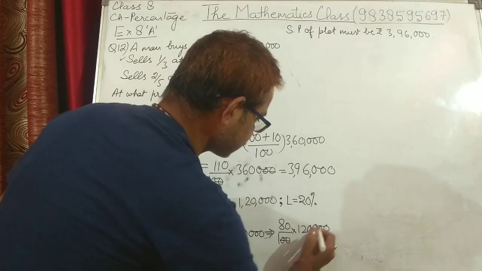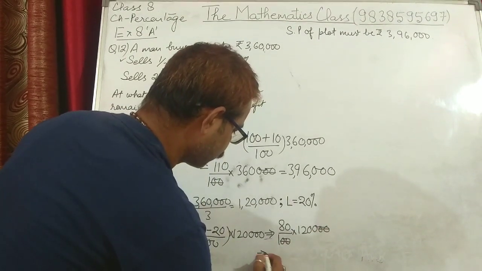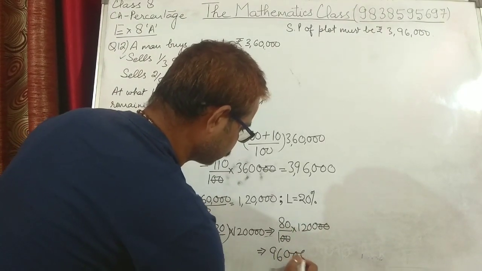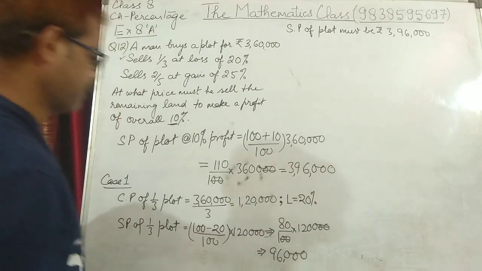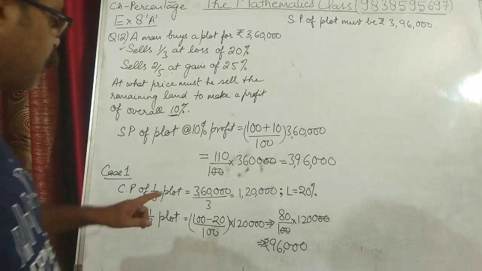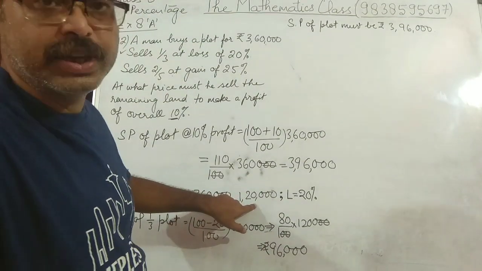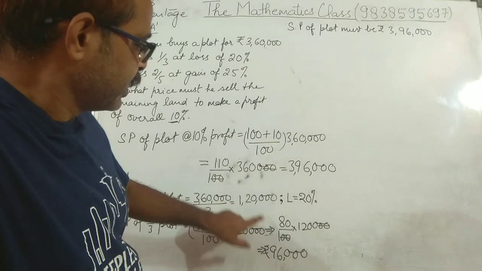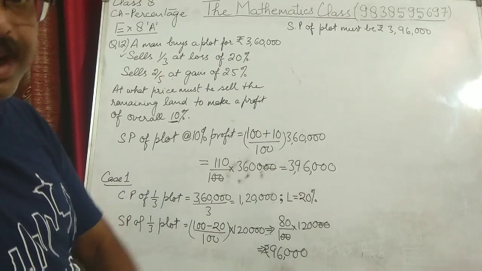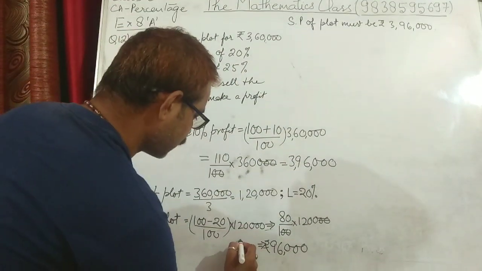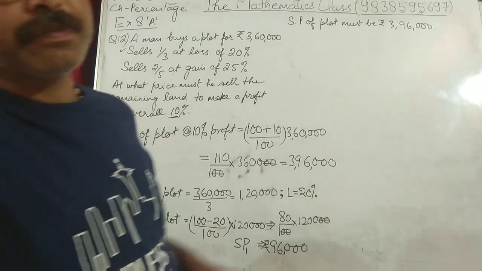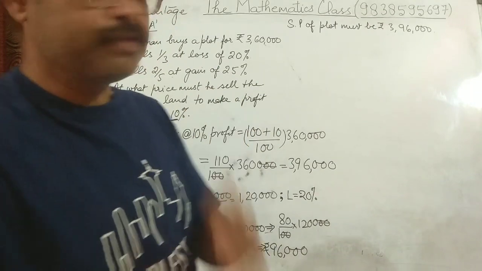1,20,000. Two zeros cancel, two zeros cancel, but 12 eights are 96. Then three zeros. It means in the first transaction he sold his plot that cost him rupees 1,20,000 at rupees 96,000, suffering a loss of 20%. So I'm writing SP1 in this case because this was the selling price of the plot in the first case.